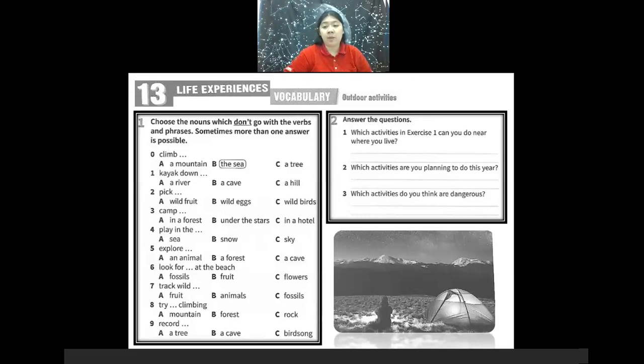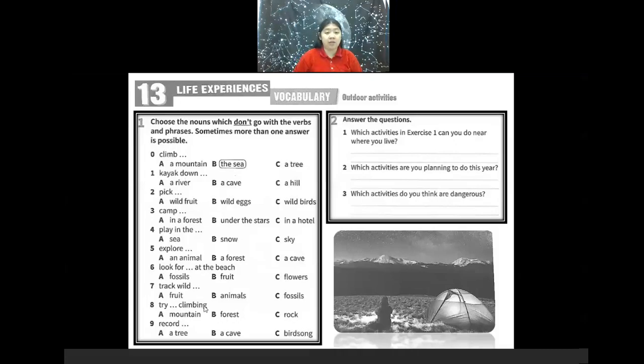Otherwise, if you have attempted the questions, let's just go through the answers. We choose the nouns which don't go with the verbs and phrases. Sometimes more than one answer is possible. So there are things that you cannot do, like here in the example, you climb. Which ones can you not climb? You can climb a mountain, you can climb a tree, but you can't climb the sea. You can swim in the sea. So the one that you cannot do is B. So circle the ones that don't go with the word climb in this example.